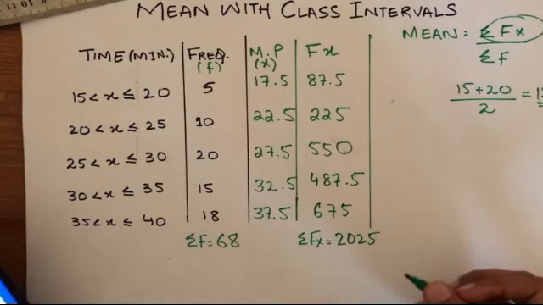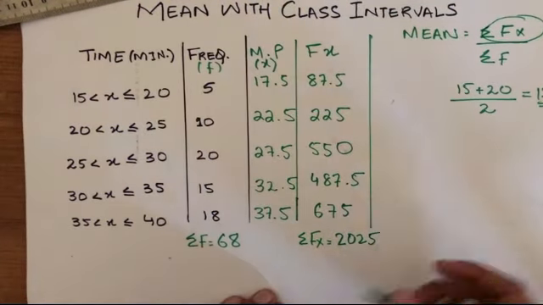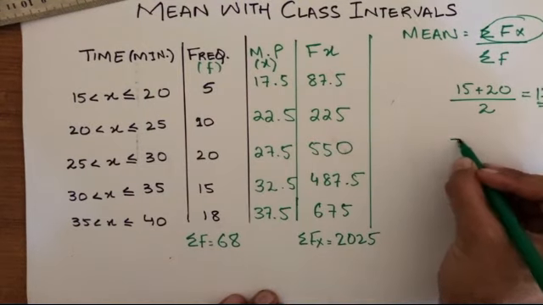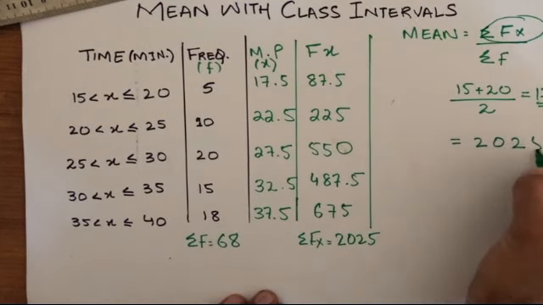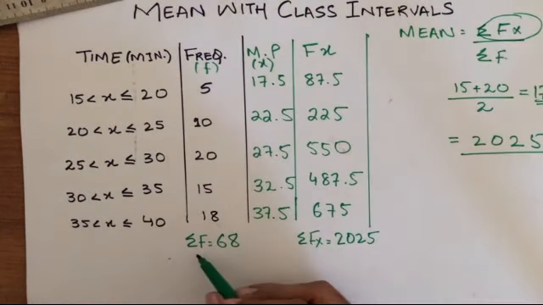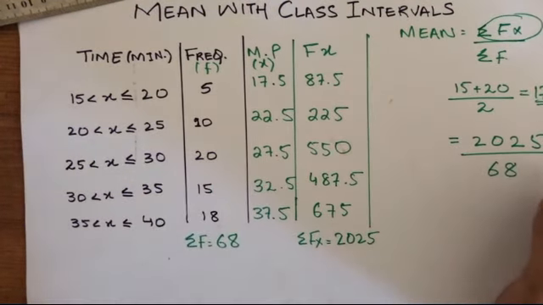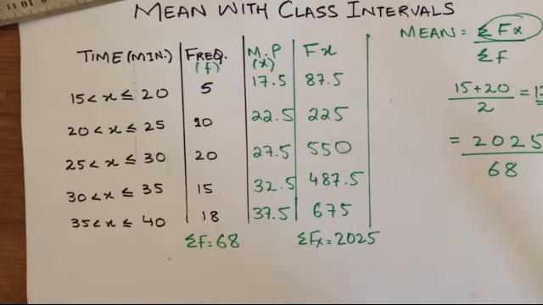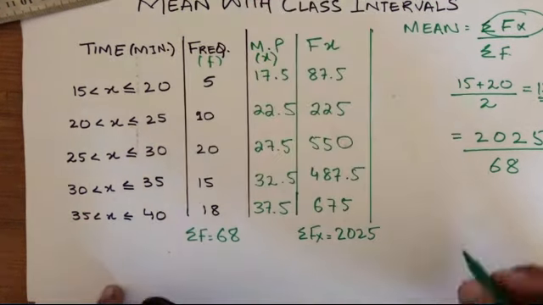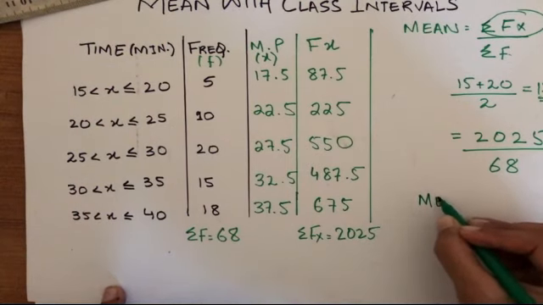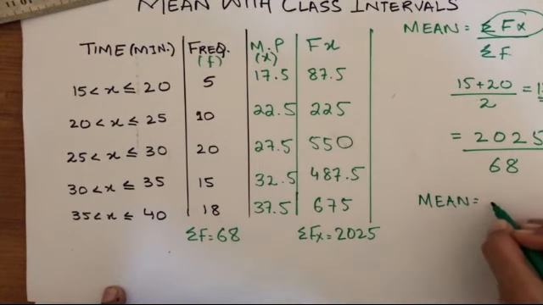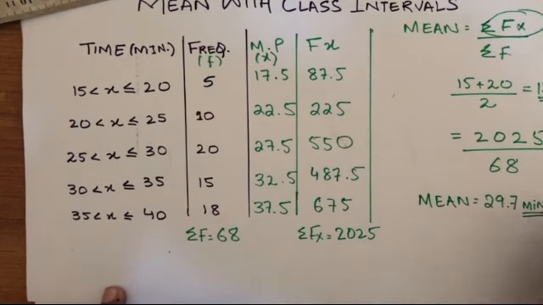Now let us substitute these into our formula. In place of summation fx, I can write down 2025, and in place of summation f, I can write down 68. Divide these two and find out what the mean time for every cyclist is. 2025 divided by 68 gives you 29.7. So the mean is 29.7 minutes. Now don't forget to write the units. Obviously the data is for time, so the unit is minutes.